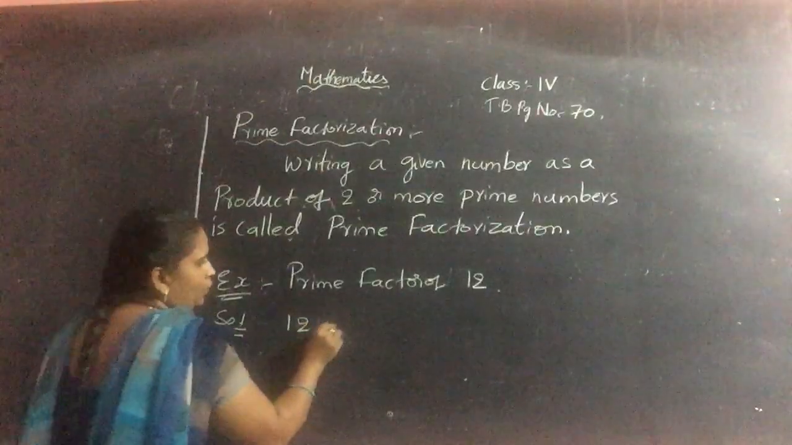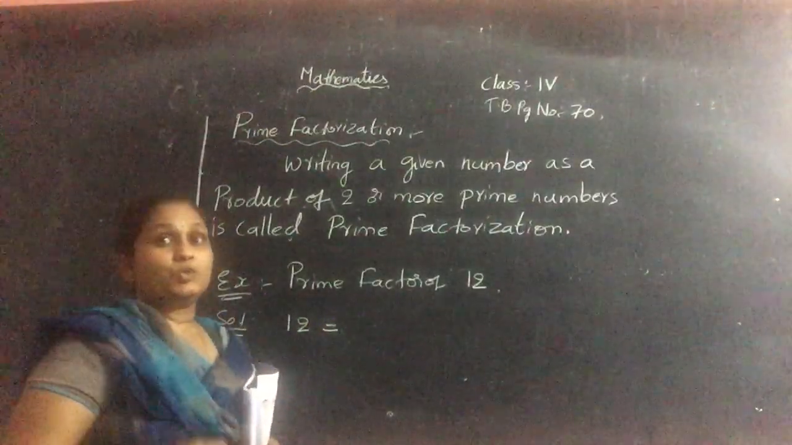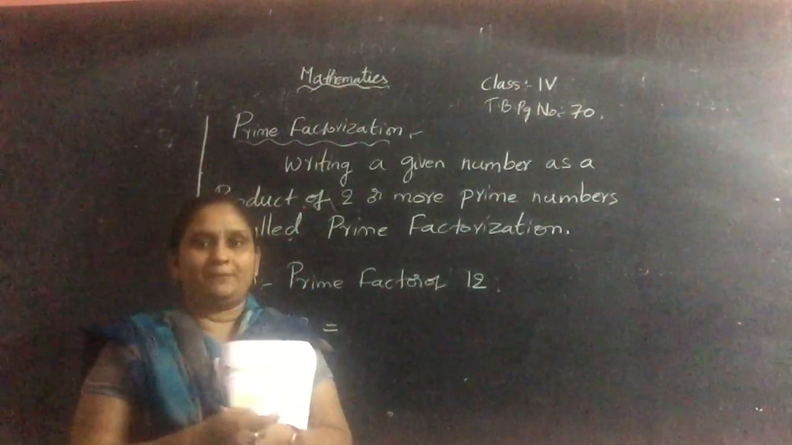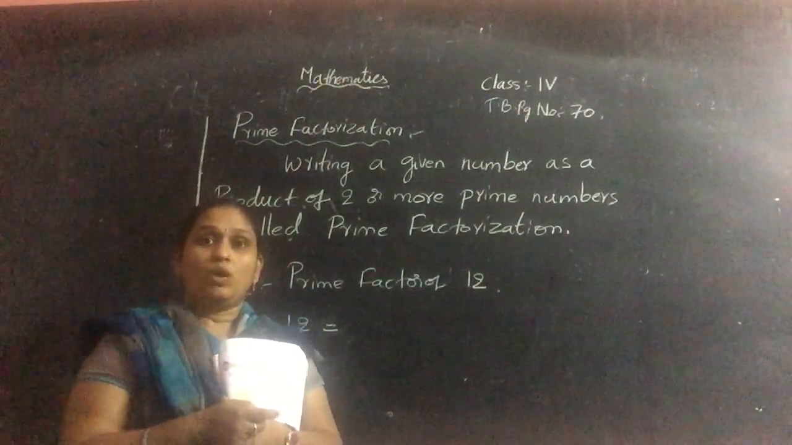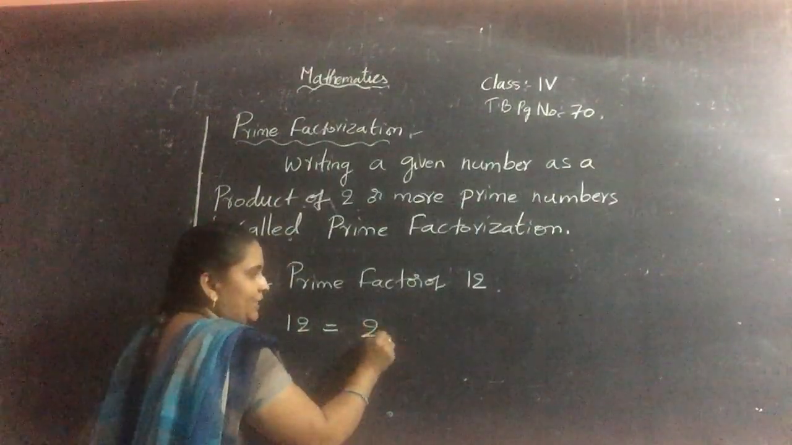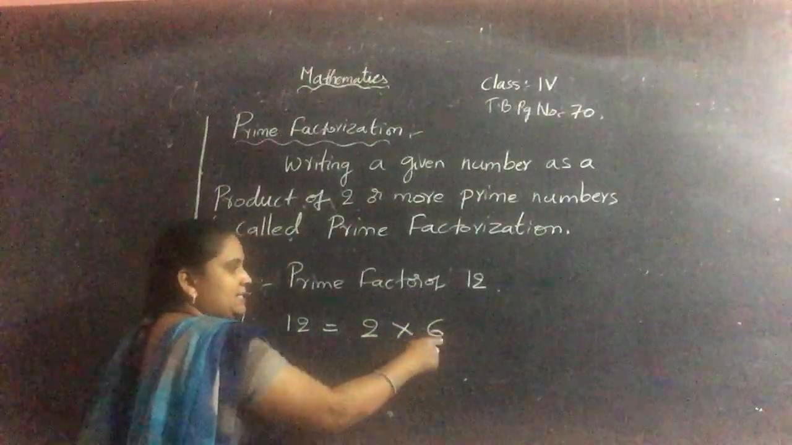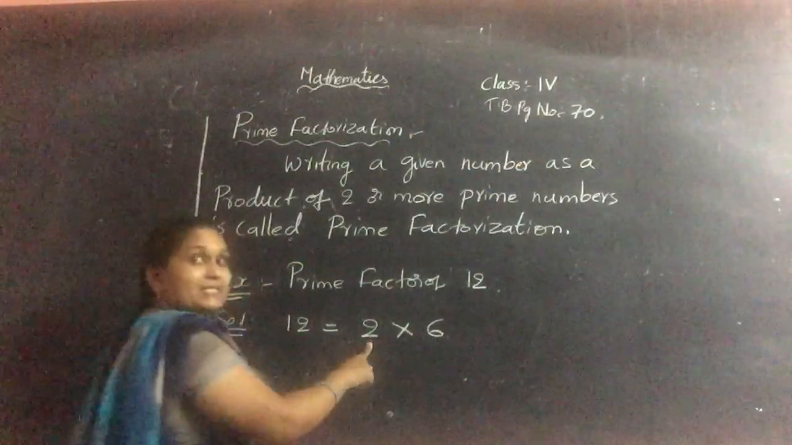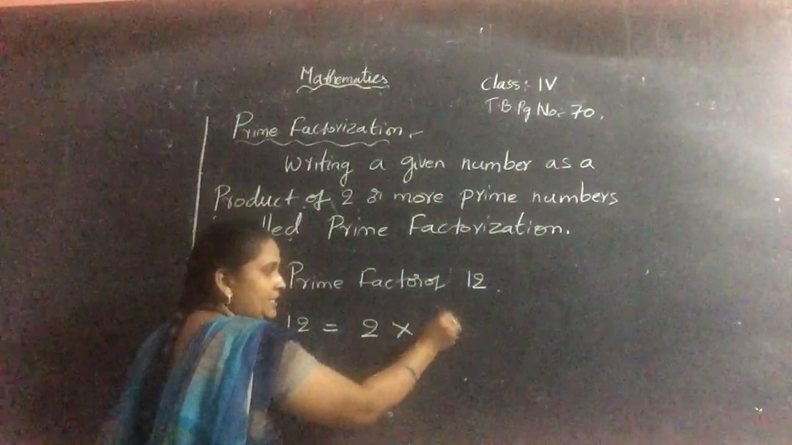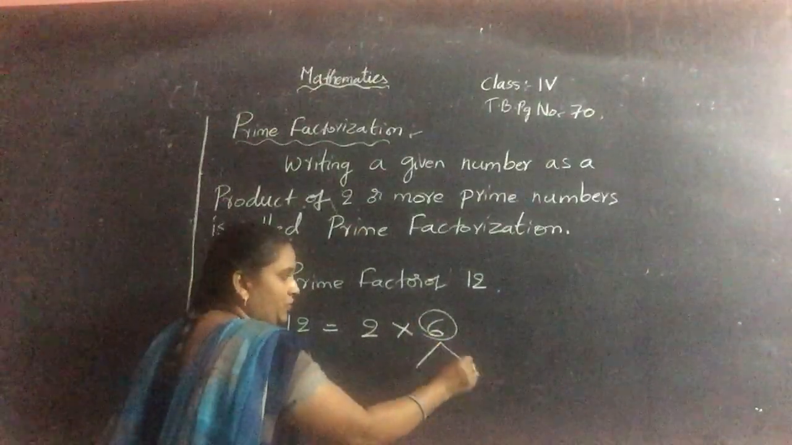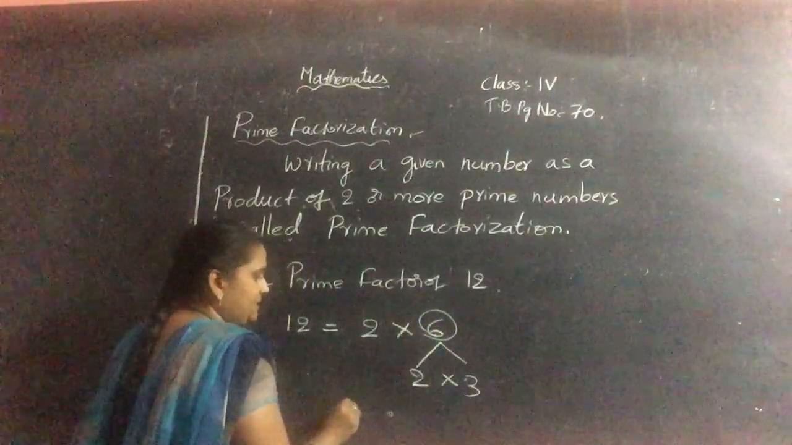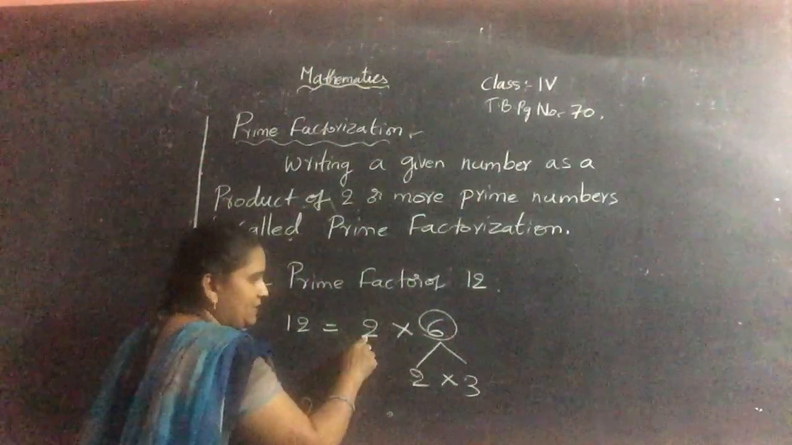12, you can write 6 2s are 12, isn't it? But 6 is not a prime number. So what you are doing here? Look at the board, children, everyone. Actually 2 into 6 is the answer. But 2 is a prime number, so we can use the 2. This 6 is a no. Instead of 6, have to use 2 into 3. 2 3s are 6. It means the factors of 12 is 2 into 3.